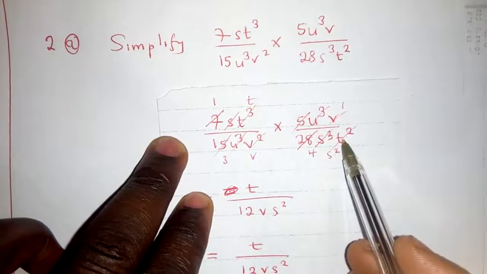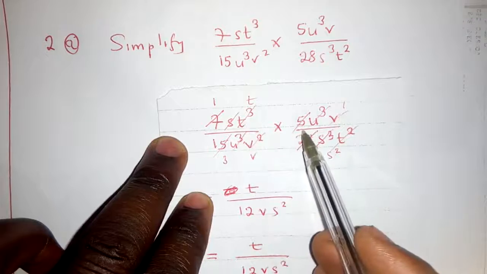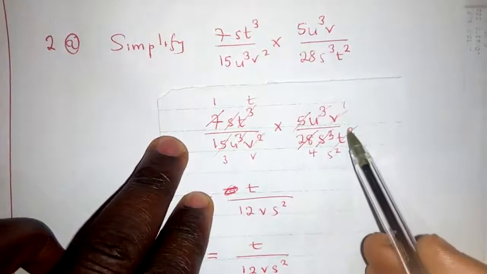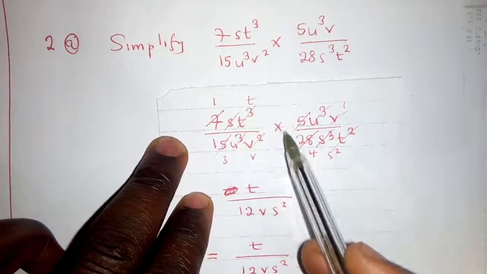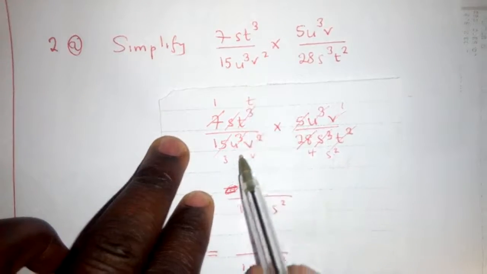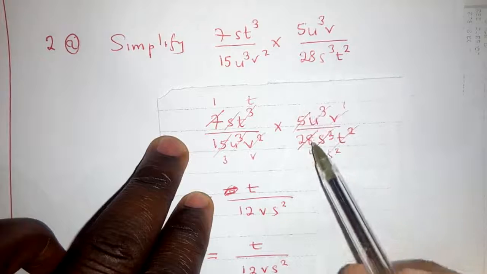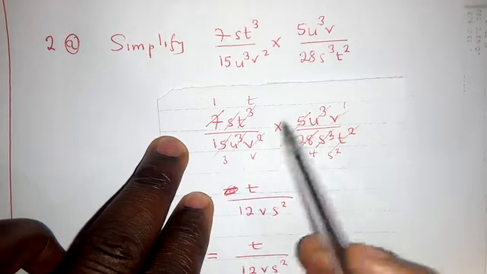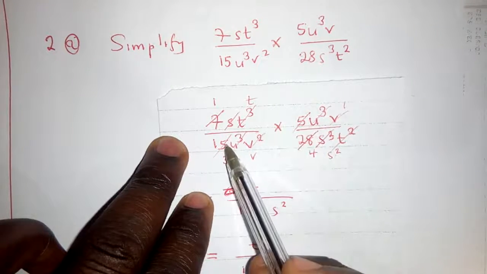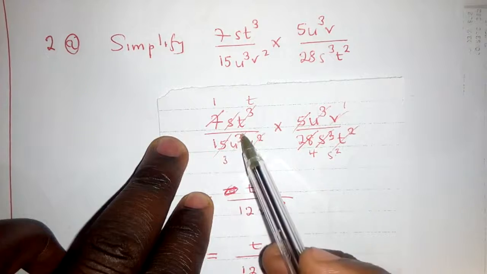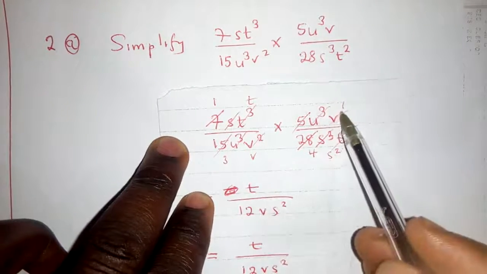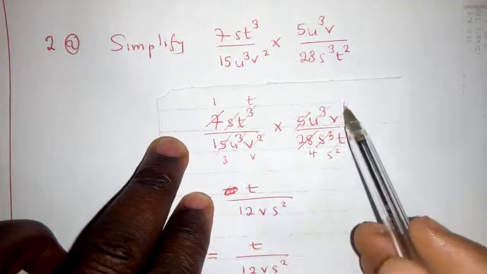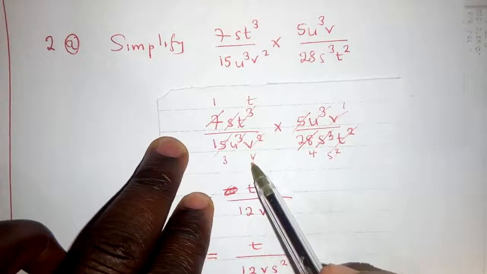And then this t squared can go into t cubed. So t squared into t cubed, only t will remain on top here. I come to this one: 5 can go into 5 one time, and then 5 can go into 15 three times. Over here, this and this are the same, so they can cancel. And then v can go into v squared. So v into v is 1, v into v squared is v.